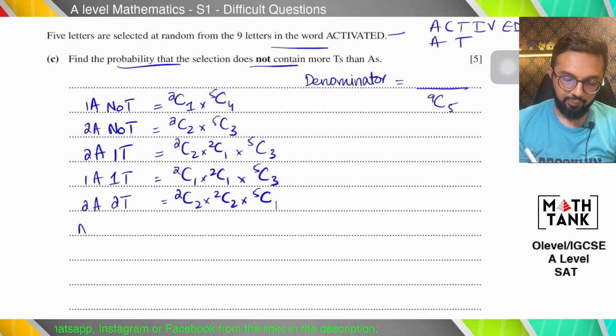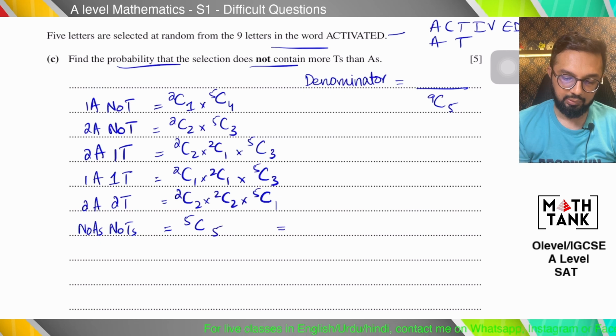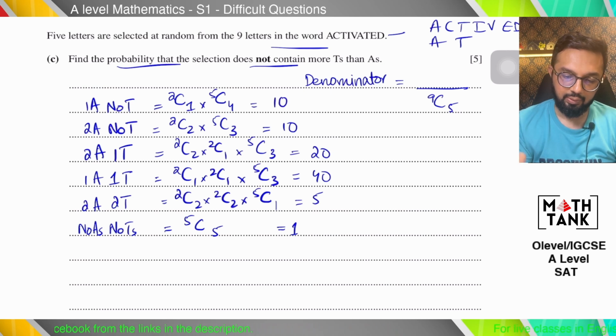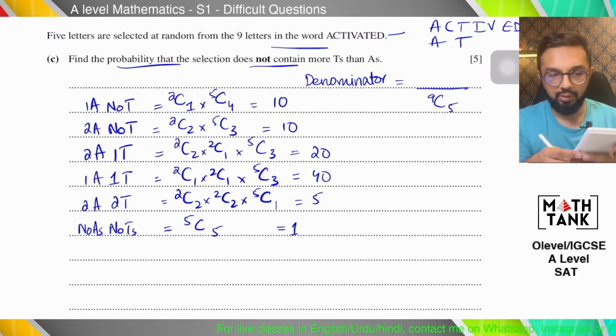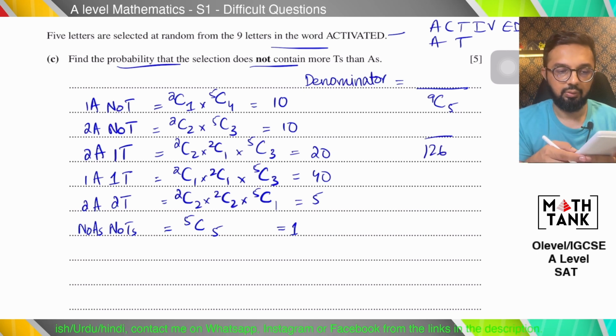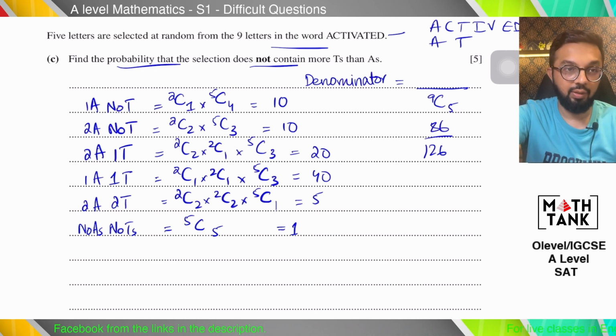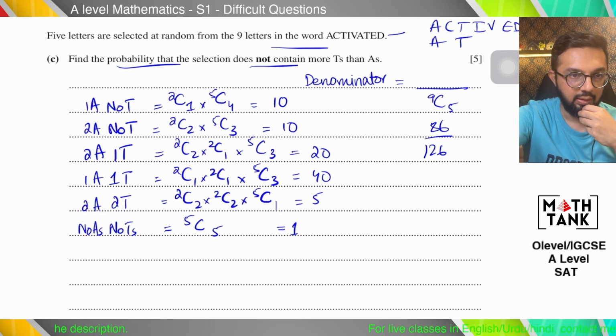Okay, and then I could have no A's and no T's as well. Okay, let's see if we end up getting the correct answer. I'm not absolutely sure that I've done this correctly. What's 9C5? Because I may have missed one of the conditions. I'm getting 126 in the denominator and 86 in the numerator. 43 over 63. That sounds like a very odd answer. I'm not sure if that is correct. Yep, that is the correct answer.